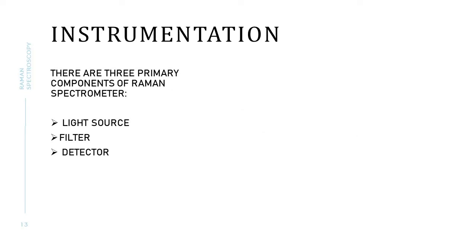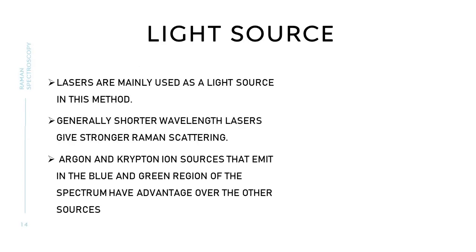So now talking about instrumentation that we have used in this whole process. So basically there are three major components of Raman spectroscopy. So first is the light source that we are using. Second one is the filter, and third one is the detector.